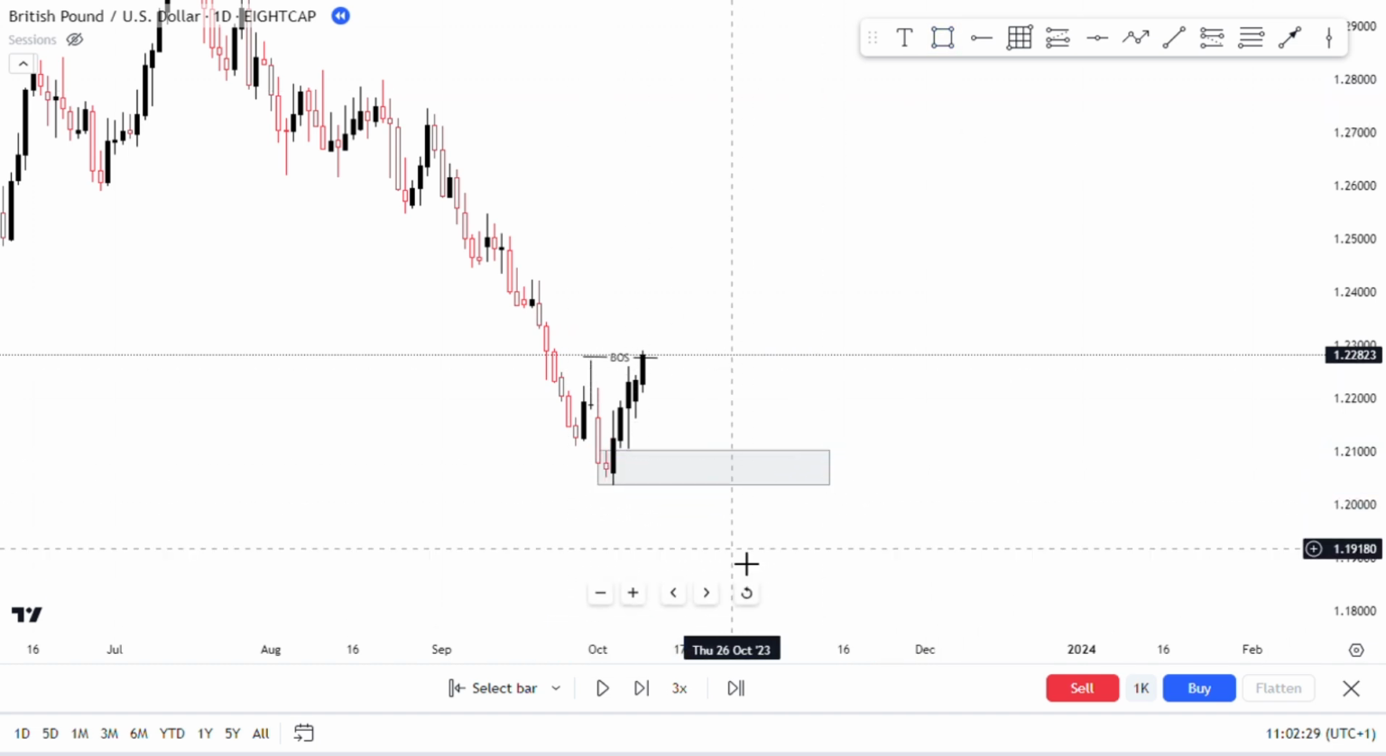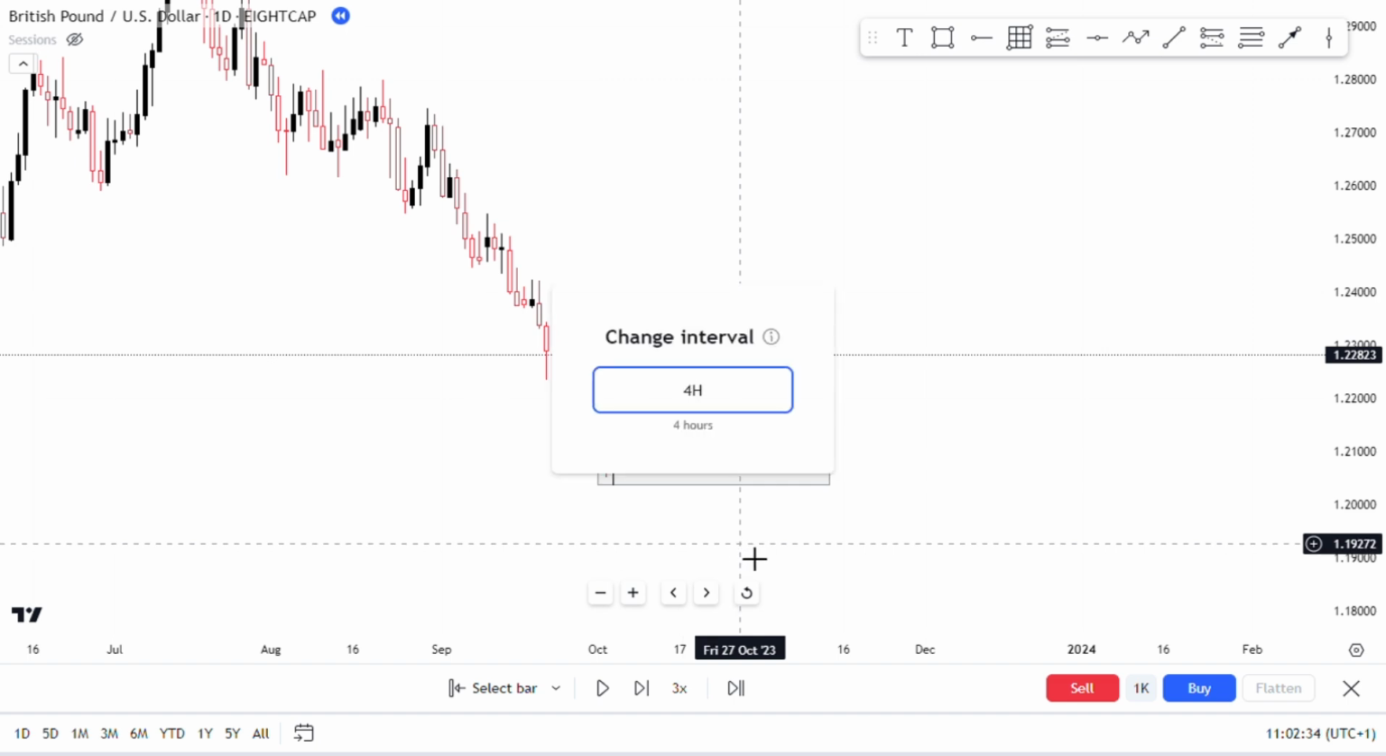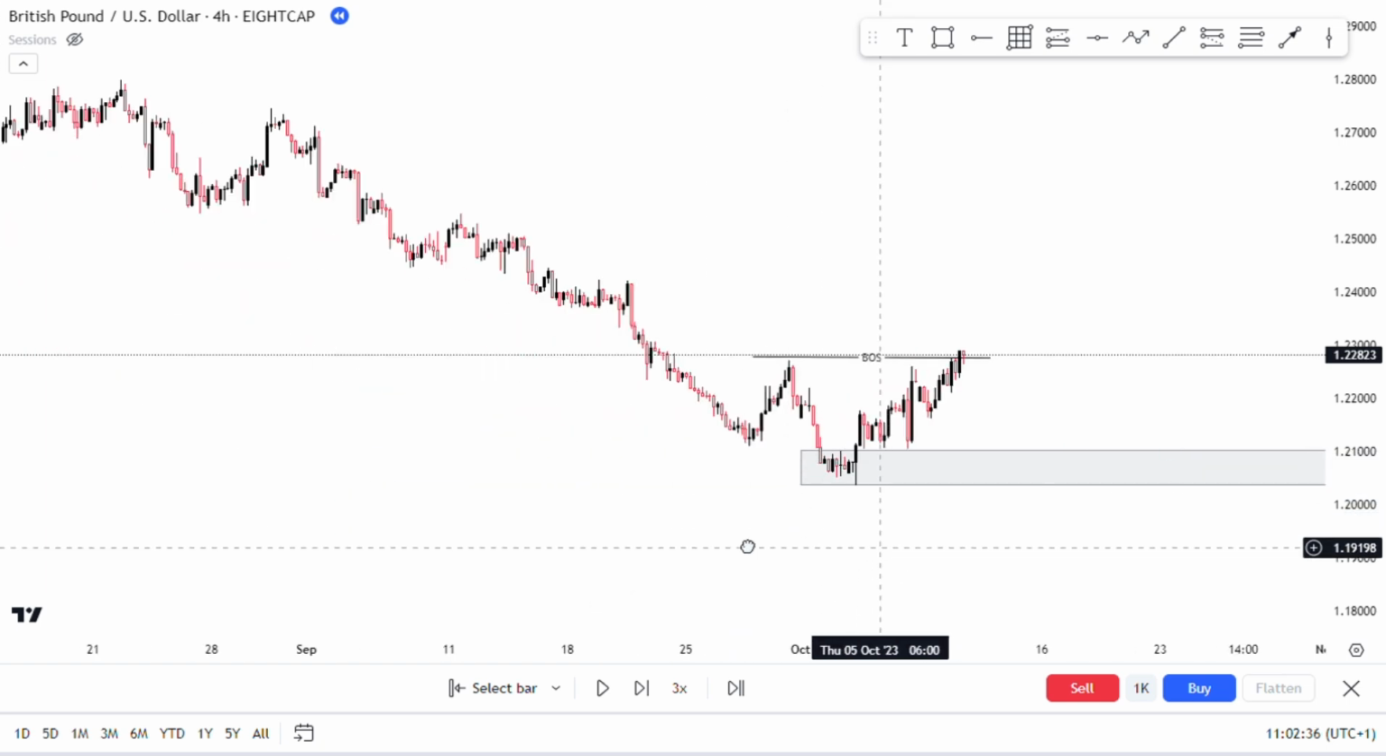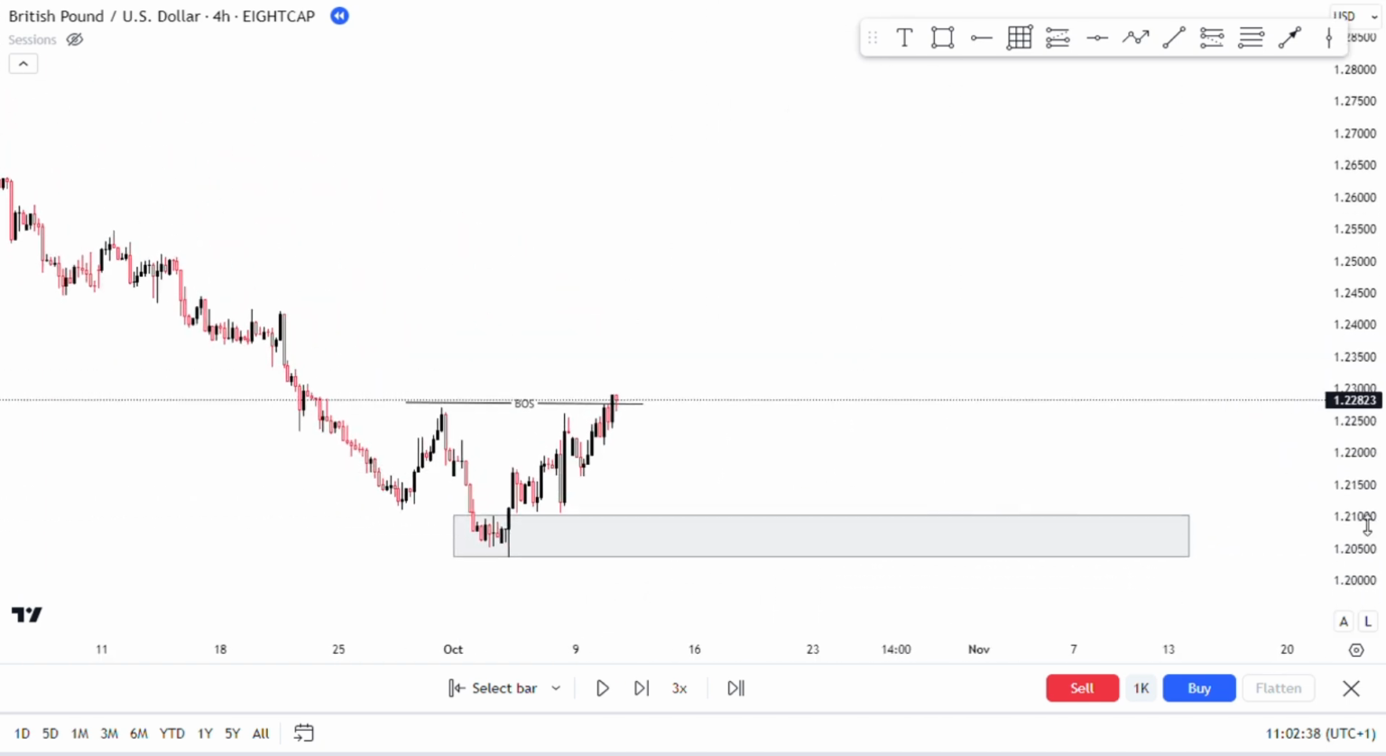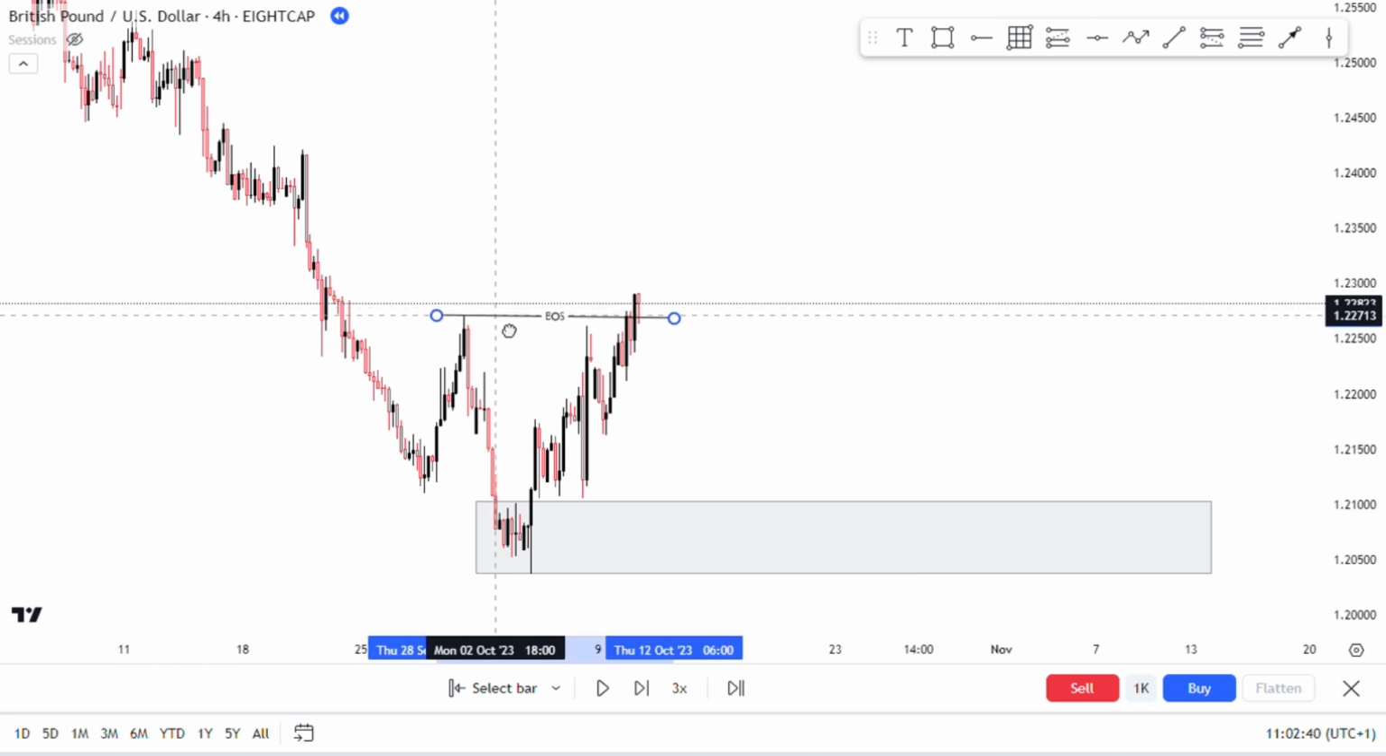Let's just go to like 4 hour time frame. 4 hour time frame, let's find a better order block. So on 4 hour time frame right now, you can see this is where the break of structure is. Let me just move it. So there's the break of structure. So on 4 hour time frame right now, you can see this particular move.